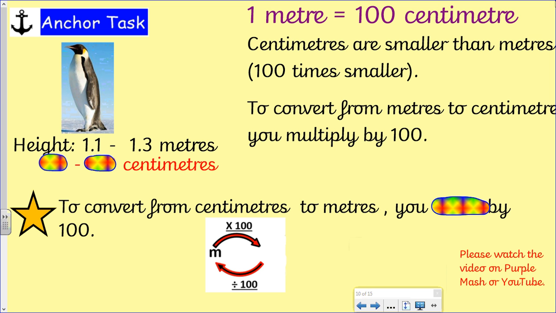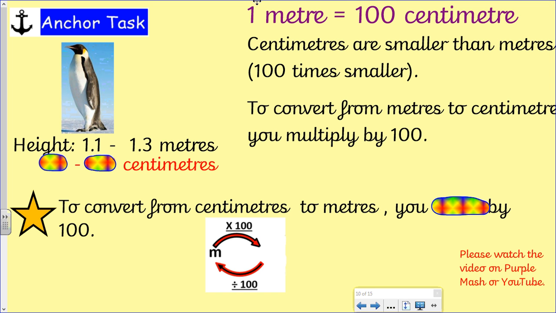So this is the third and final part of Tuesday's lesson. So we're on to the length or height, the centimetres, etc. So we've got our emperor penguin here, which has a height of 1.1 to 1.3 meters. So your task was to change that into centimeters.